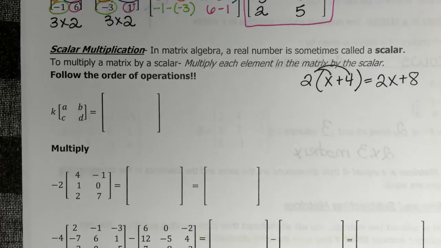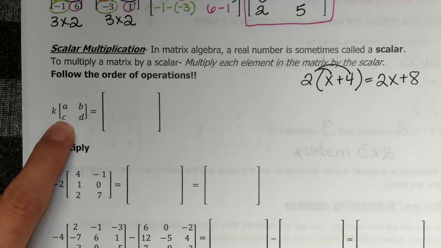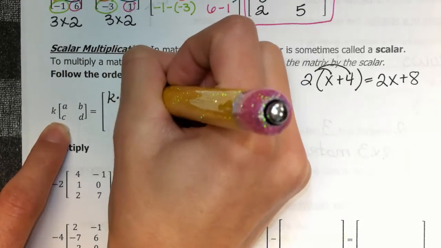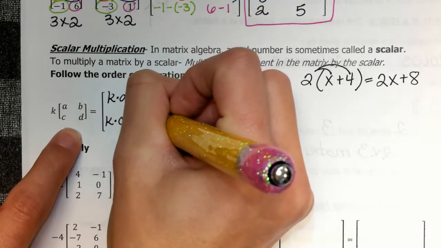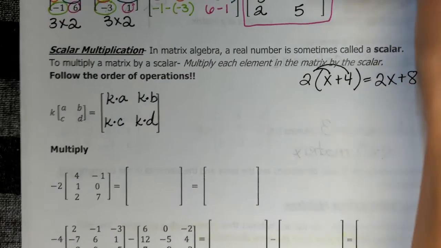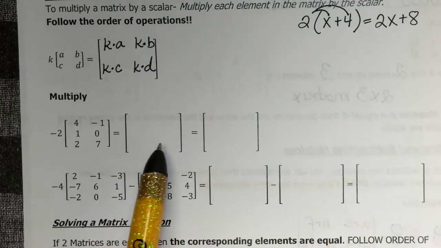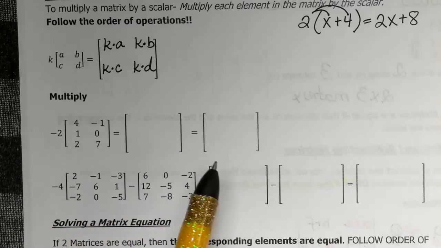The same thing happens with scalar multiplication. You're going to take this number and you're going to multiply it by everything in your matrix. So you're doing k times A, k times B, k times C, and k times D. So basically distributing that number. So same thing, this middle part, I'm not going to require you to do that in your work. You should not have to do that in your work. We're just going to do it right now.